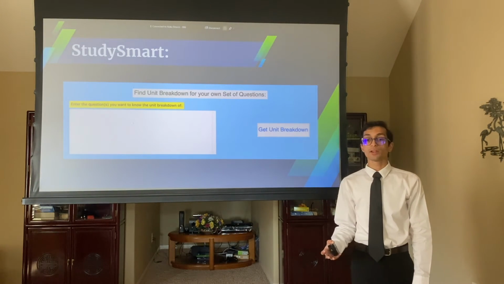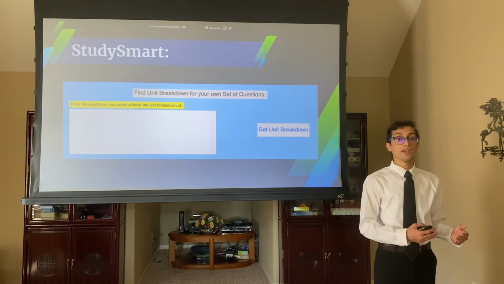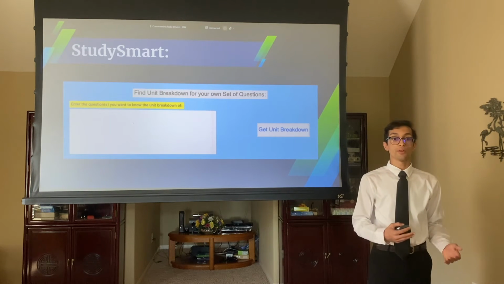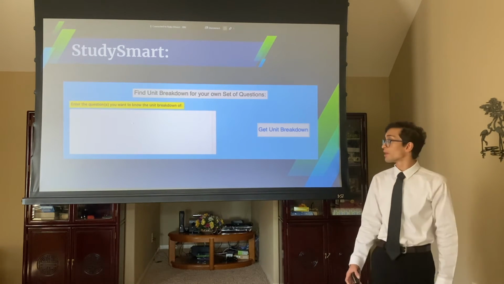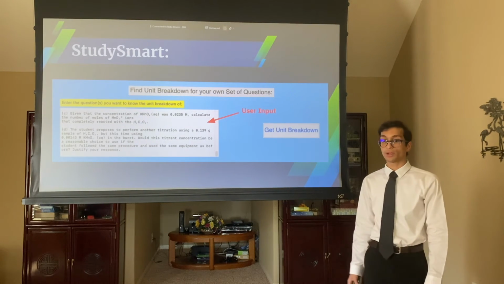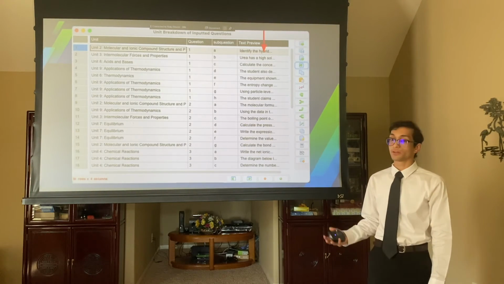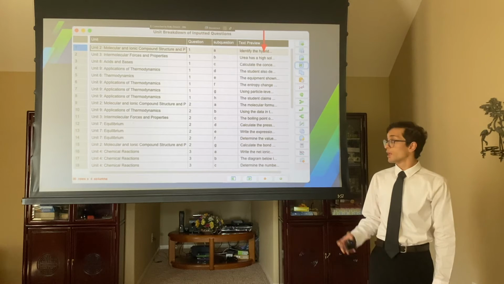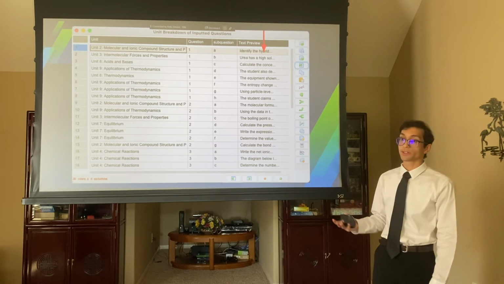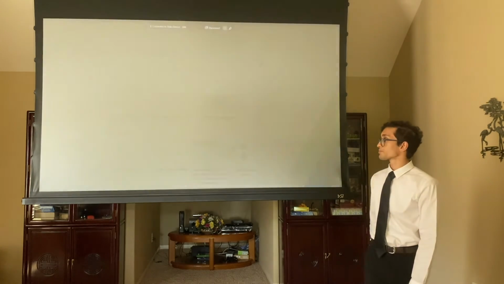The third functionality of StudySmart is that students can input their own questions if they're not already part of previous questions, and obtain a unit breakdown of those user inputted questions. Now all they have to do is copy paste their text into the text entry box and then press Get Unit Breakdown, and StudySmart will again return a spreadsheet in the pop-up window. And something important to look at here is that there's also an additional column for text preview that helps users verify they're looking at the correct question.